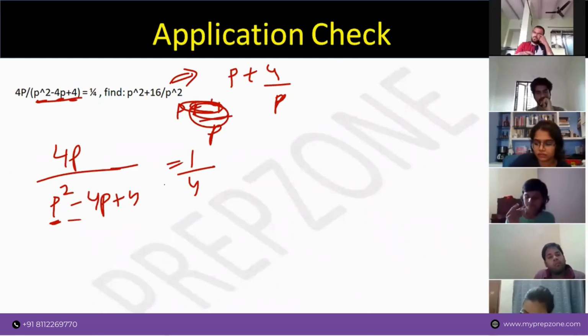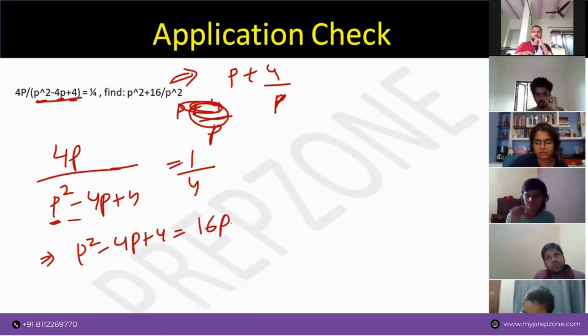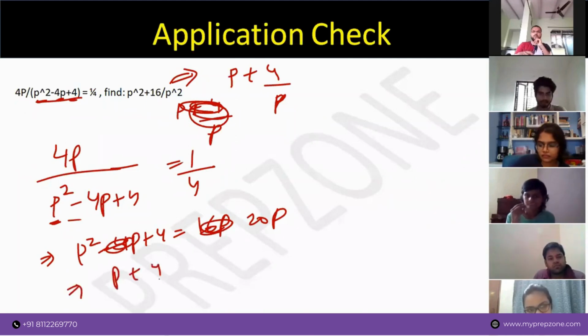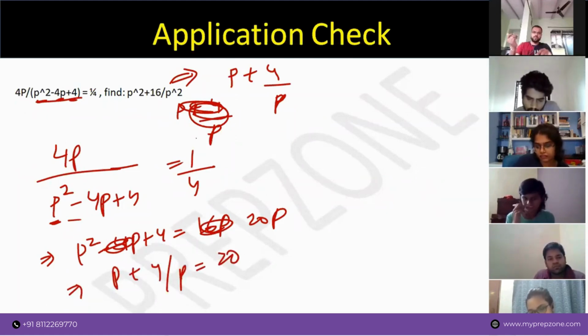Or what you can do is, as I think everyone just wants to simplify this, you can do p square minus 4p plus 4 is equals to 16p. Okay, or p square minus p square plus 4 is equals to 20p. Now just divide everything by p. You will see p plus 4 by p is equals to 20. If you have it as 20, you need to find this value, right?